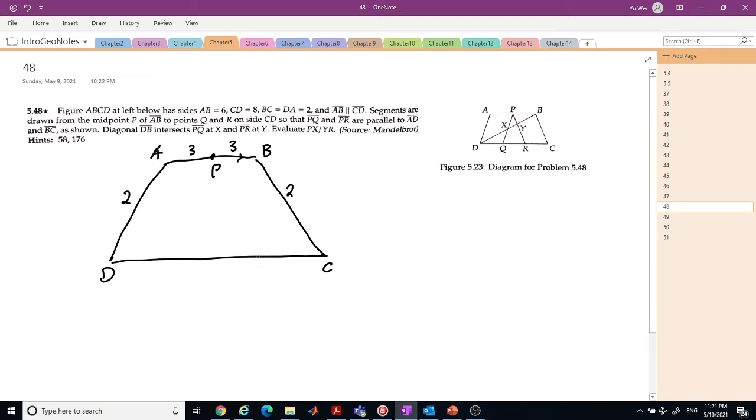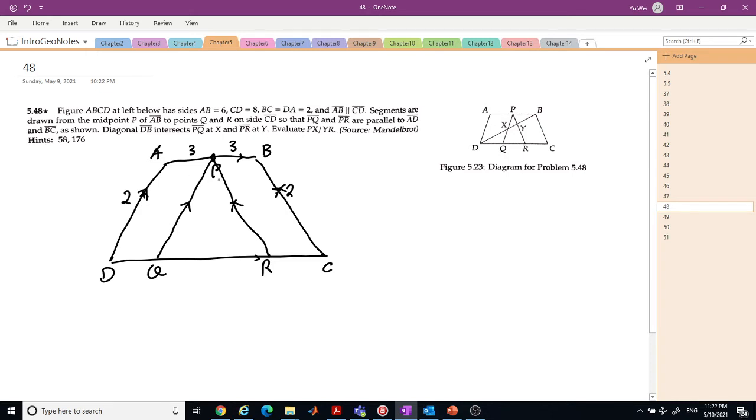Parallel trapezoid. P is the midpoint, and Q, R are on the sides, and PQ and PR are parallel to AD. Okay, PQ, PR. So this and this are parallel. This and this are parallel. Okay.